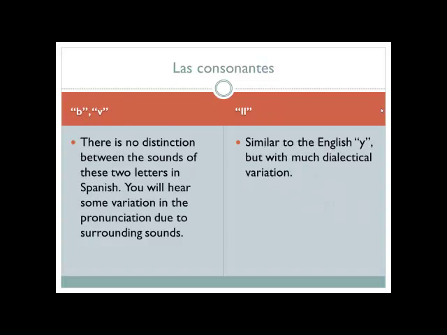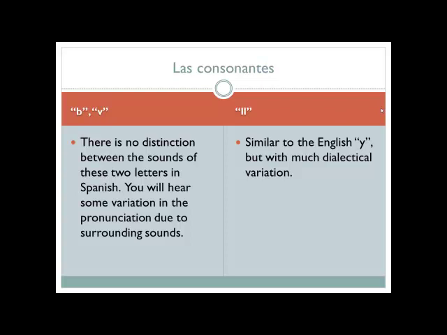The next two are B and V. There is no distinction between the sounds of these two letters in Spanish. You will hear some variation in the pronunciation due to surrounding sounds, the context of the letter in the word and in the phrase, and that has more to do with the pronunciation than whether it's what we would call a B or a V. So in Spanish, these letters have no distinction between the two.